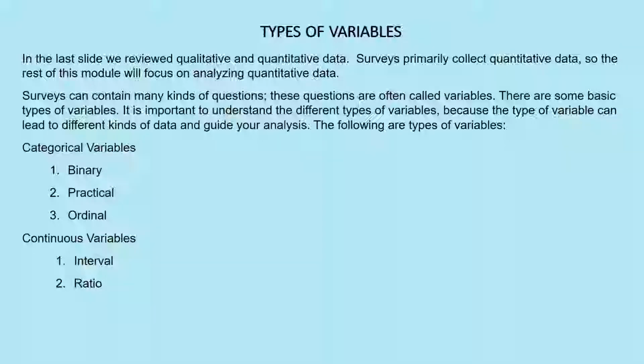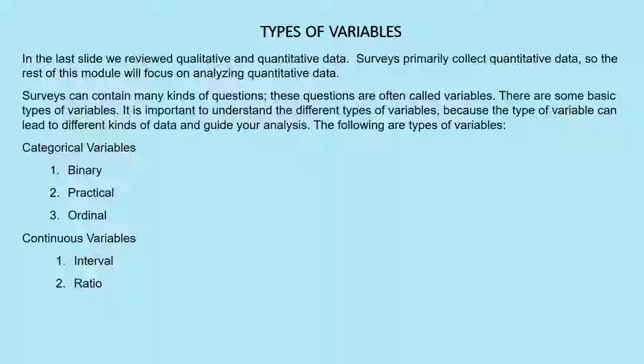In the last slide, we reviewed a little bit of qualitative and quantitative data. Surveys primarily collect most of the data that we use in biostatistics and any type of health science area. So the rest of this module is going to focus on analyzing quantitative data. Surveys can contain many types of questions, and these questions often are called variables. There are some basic types of variables.